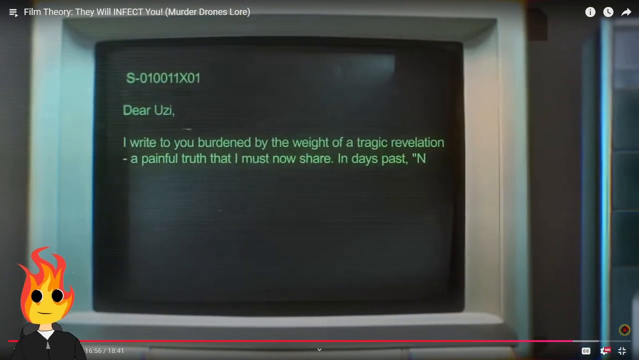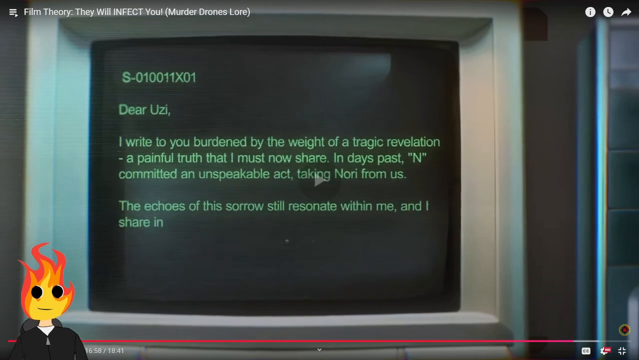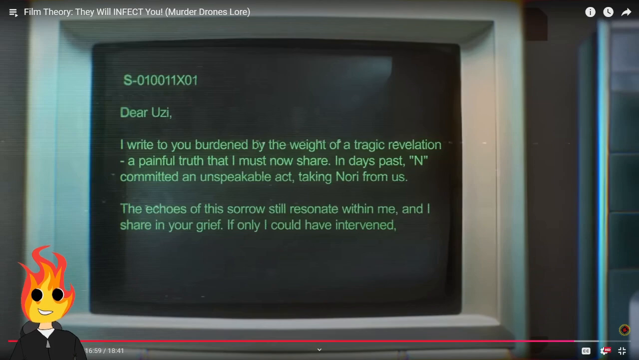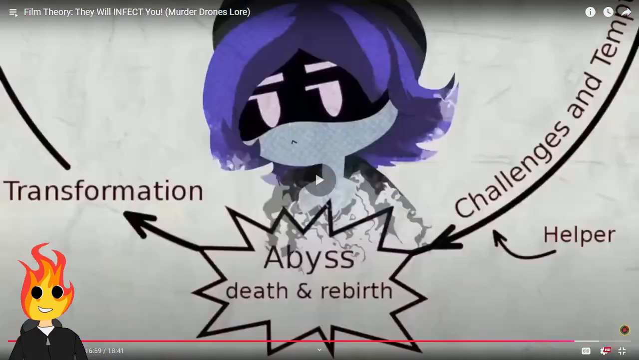Okay, so I write to you, burdened by the weight of the tragic revelations, a painful truth that I must now share. In the past, N committed an unspeakable act, taking Nora from us. The echoes of this sorrow will resonate within me, and I share in the grief. Only if I could have intervened, but I hope that my... full angst overload. Oh, I can't read the rest.